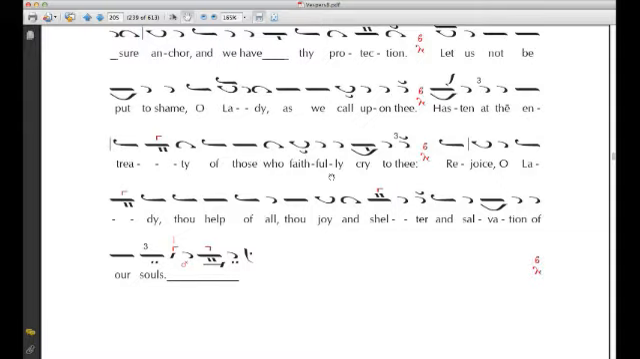So from the end of the Brief Apostica, "and salvation," the second to last line, right end of it, and I'll just sing it.